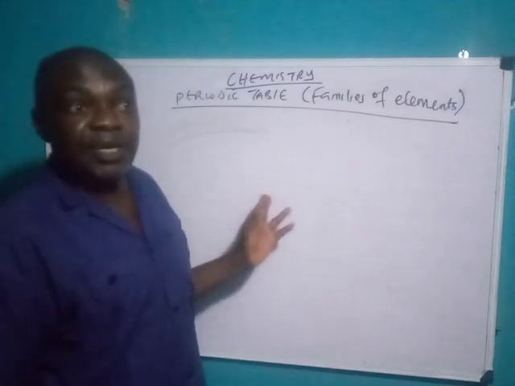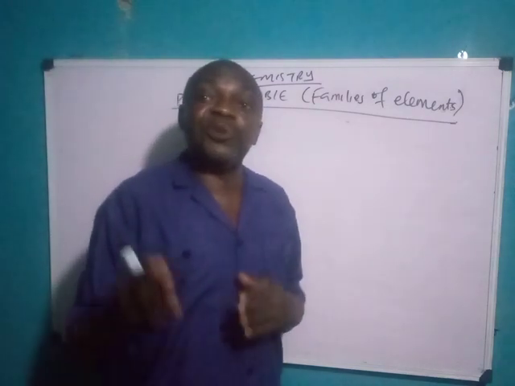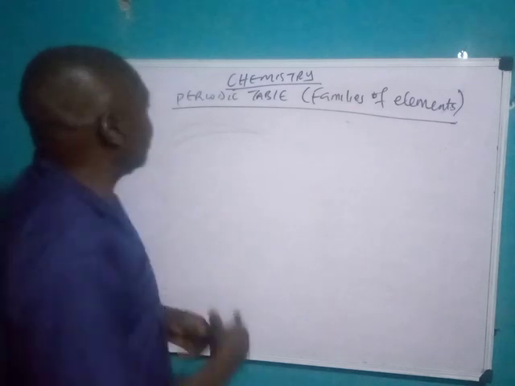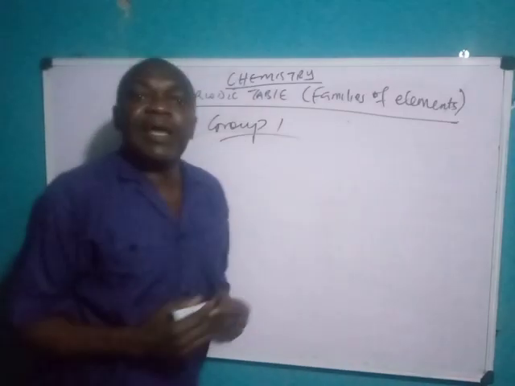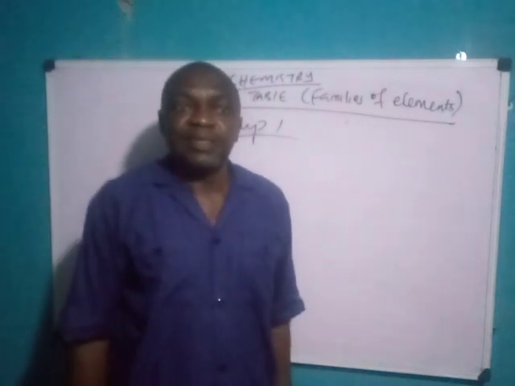If you look at the groups, in our discussion, we are going to take it bit by bit. So we are going to share the video into different parts. Today we are going to have a look at the first 3 groups. So you have group 1. Elements in group 1 are known as alkali metals.